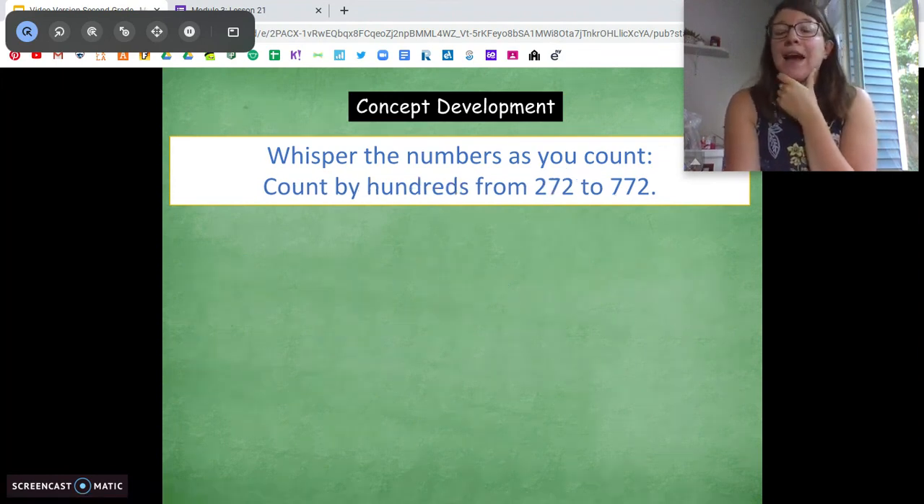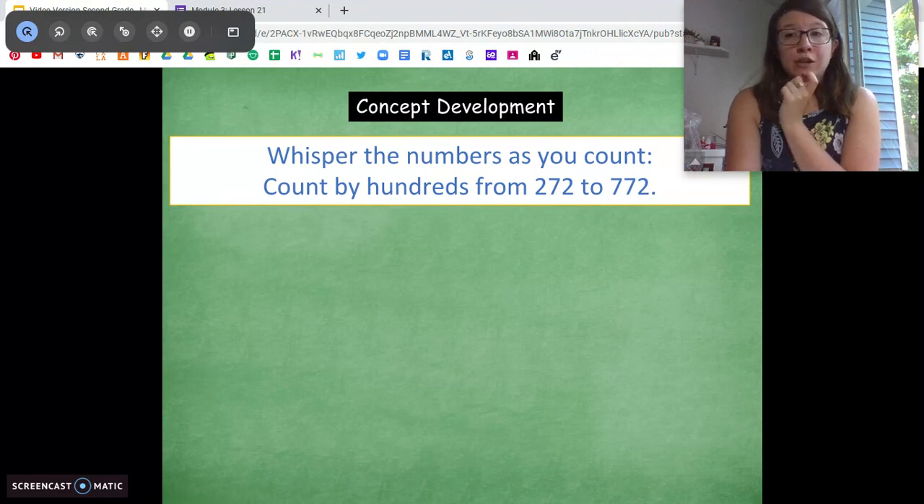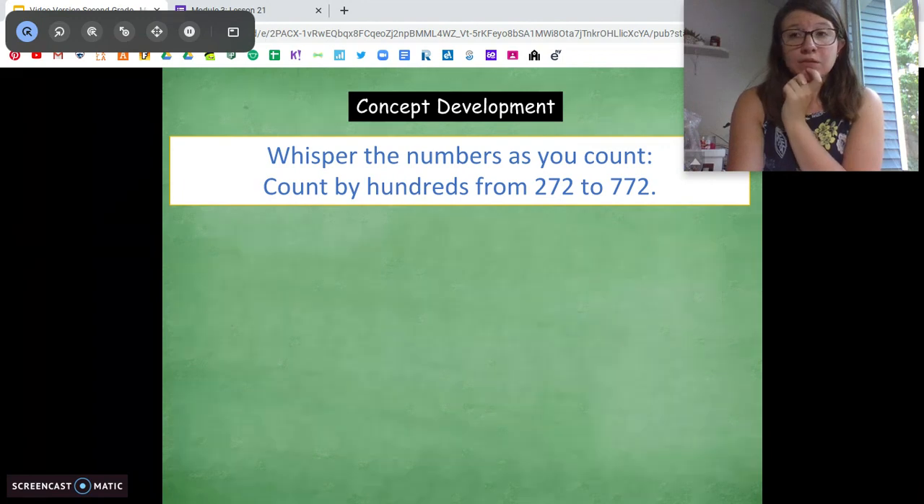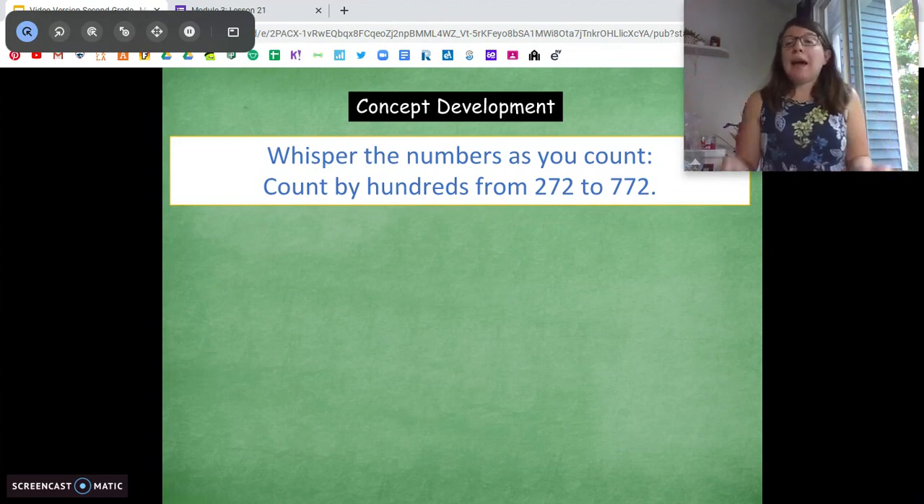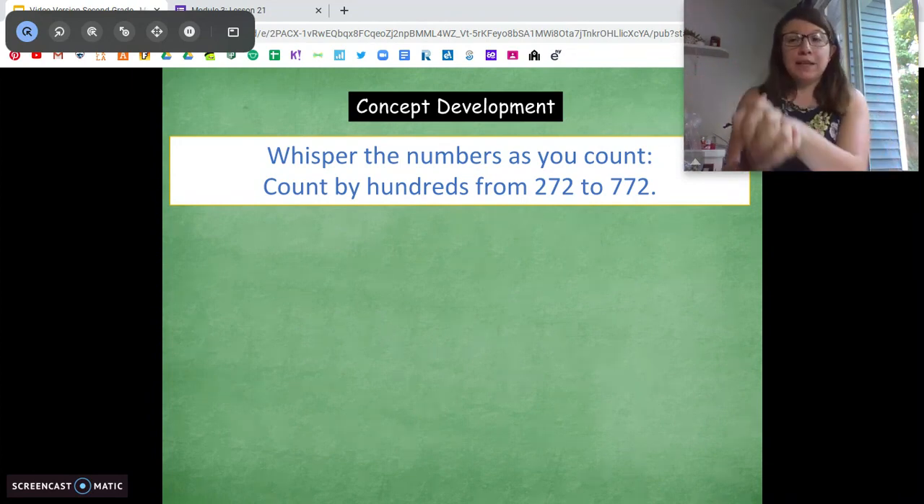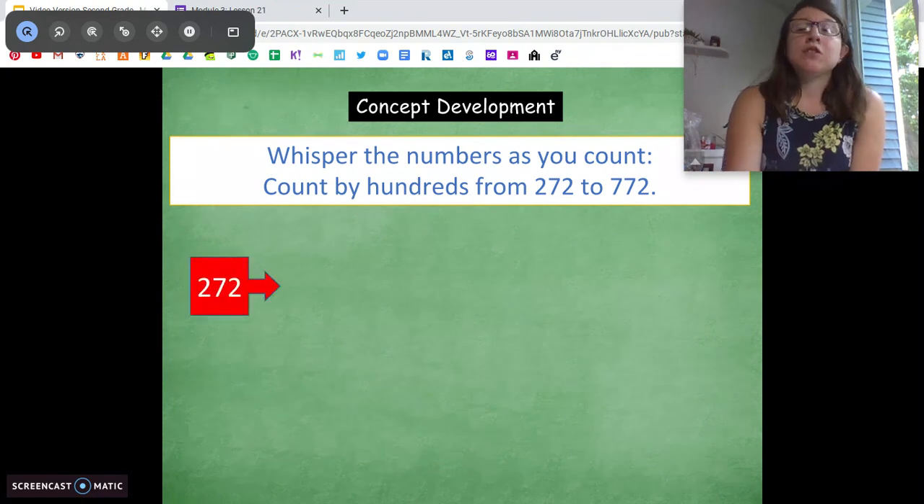All right, let's keep counting. Now we're going to count by hundreds. So where are you going to add your place value discs? To what place? The hundreds, tens, or the ones? Hundreds, very good. So keep the 272. We're going to count by hundreds. Here we go. Add your place value discs and count with me.